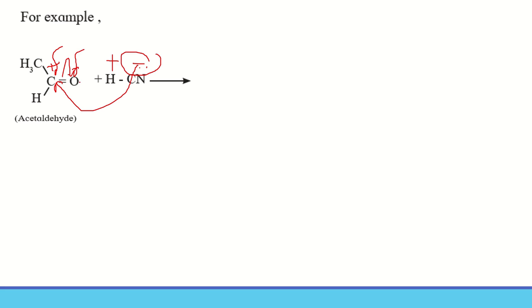The pi electron shifts toward the oxygen, and then the oxygen donates the electron to the hydrogen. You will get the cyanohydrin. Okay, this is acetaldehyde cyanohydrin. Why? Because as a starting product we use acetaldehyde, hence it is acetaldehyde cyanohydrin. Next, the reaction with the ketone.